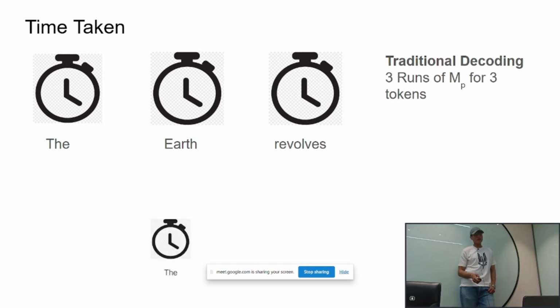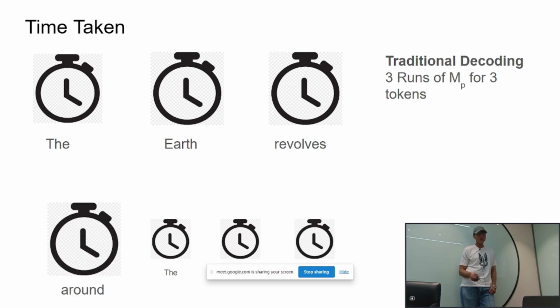Now in this case, what we are doing is generating the first token from the smaller model, generating earth from the smaller model, generating revolves from the smaller model, and then we are just doing one run of the larger model, firstly to validate all the outputs of the smaller model and also generate the 4th token. So in the time that it takes the larger model to generate maybe say 2 tokens, we are generating 4 tokens in total. So this is definitely a win in terms of speed.